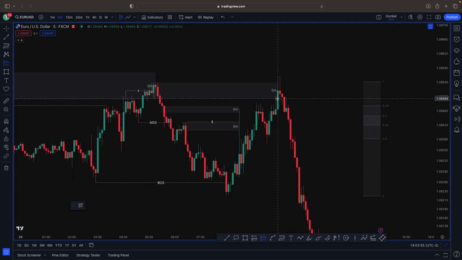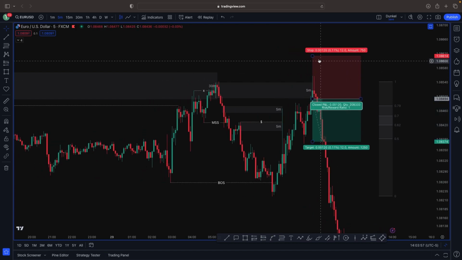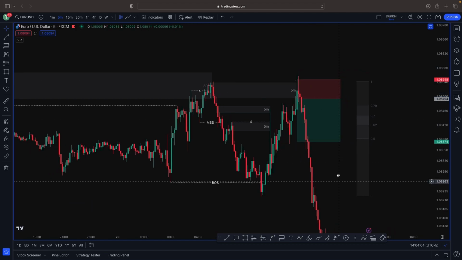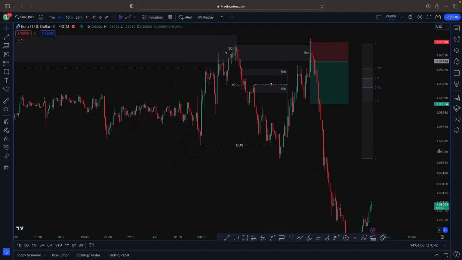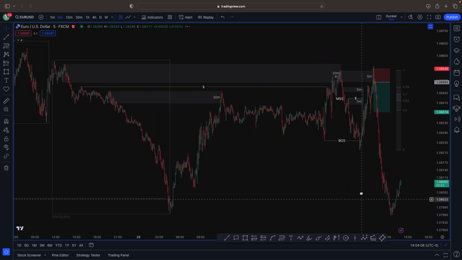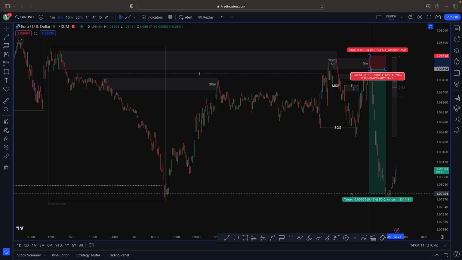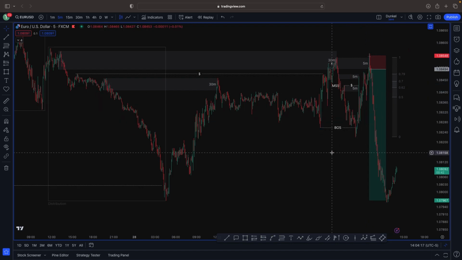Yeah, I enter from here. I put my stop loss slightly above the size and then target sell side liquidity, which would give me a pretty good risk reward. As you can see here, a 9.76 risk reward.